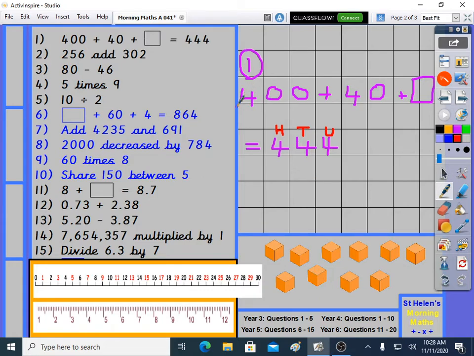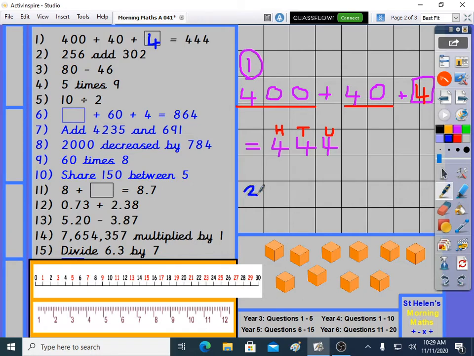So there is 400. We've got that down there in the hundreds column. There is 40. We've got that down there in the tens column. 40 is 40, isn't it? That's why we call it 40. And 4 units, we don't have that up here. So 4 units is what's missing. Just the 4 units. So in the missing box goes 4. And we can move on to question 2.